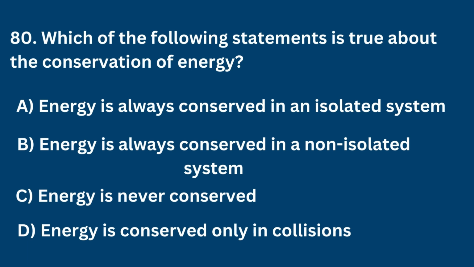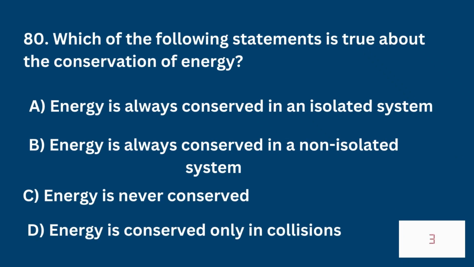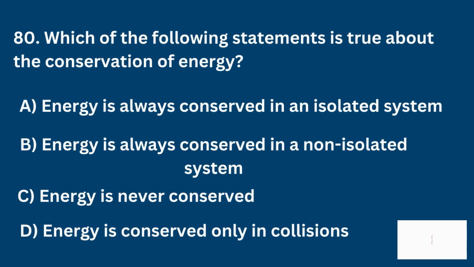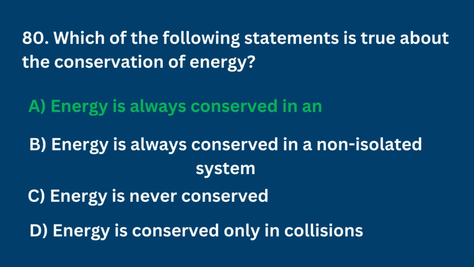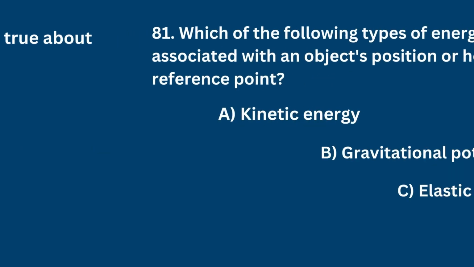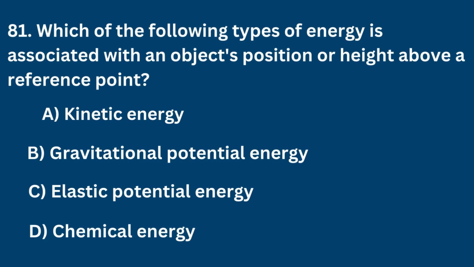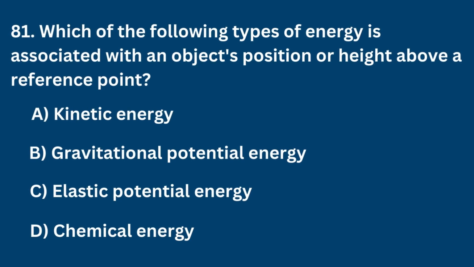B. Energy is always conserved in a non-isolated system. C. Energy is never conserved. D. Energy is conserved only in collisions. Correct answer is A. Energy is always conserved in an isolated system. Which of the following types of energy is associated with an object's position or height above a reference point?